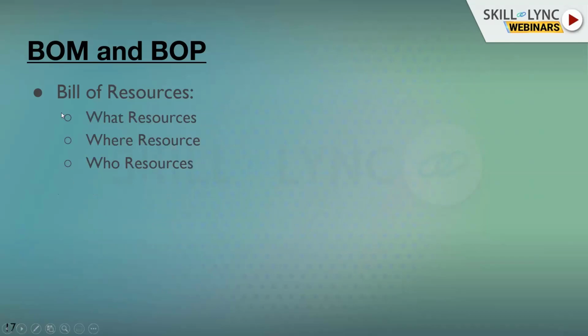And finally, you have bill of resources. What are resources? Resources are anything that help you to manufacture. So there is something called what resource, where resource, and who resource. What resource is, for example, what do you use to manufacture? It can be a weld gun, or a screwdriver, or a spanner. So these are called what resource.